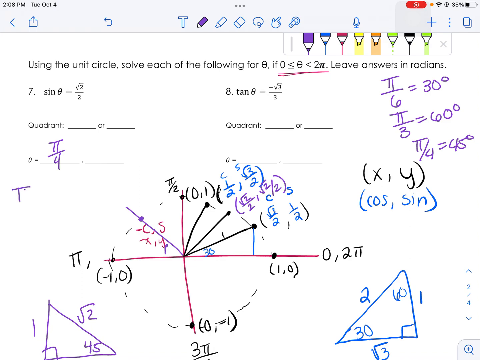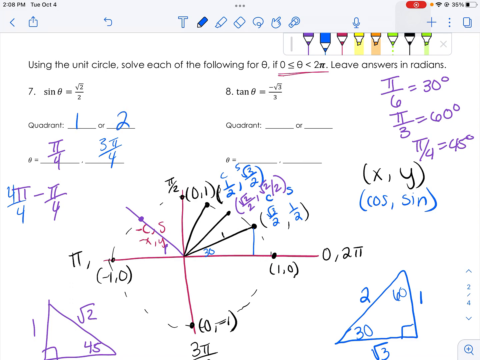So I would take my pi, the whole thing would be 180 degrees, and I need to go back pi over 4. So I'm going to subtract pi over 4. Having a common denominator, 4 pi over 4 minus pi over 4 is going to be 3 pi over 4. That's my other one.